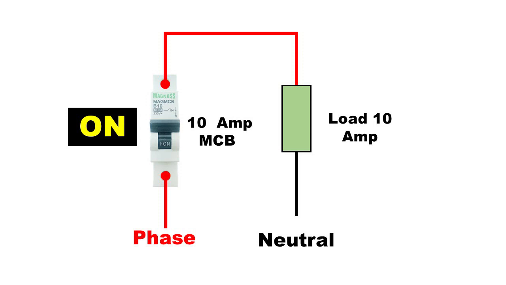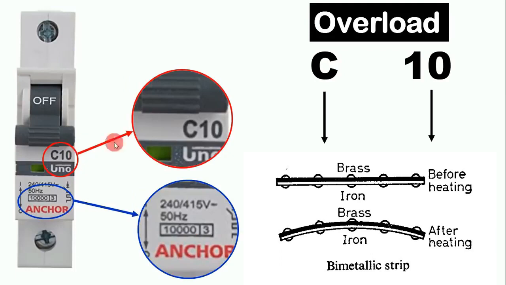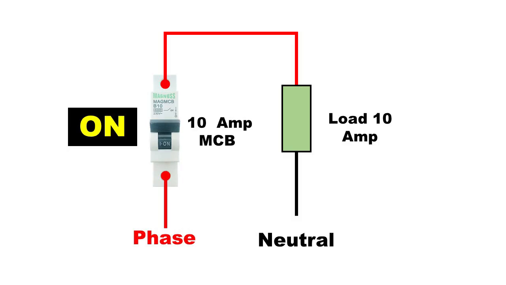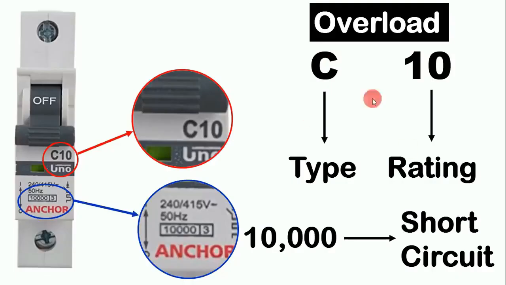And when 11 ampere current starts flowing through this MCB, it will trip. Friends, this MCB trips on 10 ampere, but the bimetallic strip present inside the MCB needs some time to get warm. It means the moment 10 ampere current starts flowing through this MCB, it will not trip instantly. It needs time to trip. But friends, if suddenly high current starts flowing through this MCB, then in this condition, the type decides how fast this MCB trips.